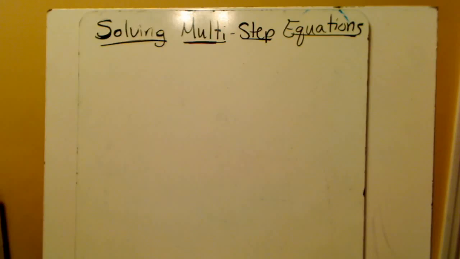Solving multi-step equations. Alright, if you're looking at your set of notes, the first example says to solve 5q minus 13 equals 37.